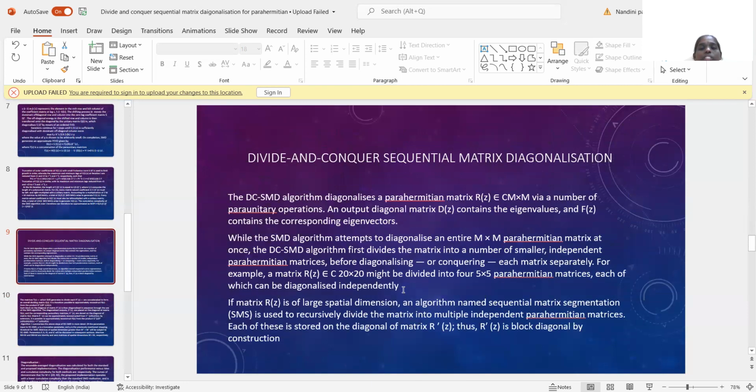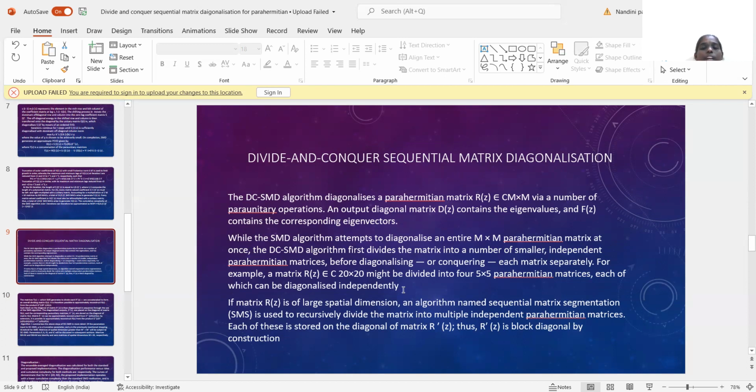Divide and conquer sequential matrix diagonalization. The DC-SMD algorithm diagonalizes a para-Hermitian matrix R(z) via a number of para-unitary operations.